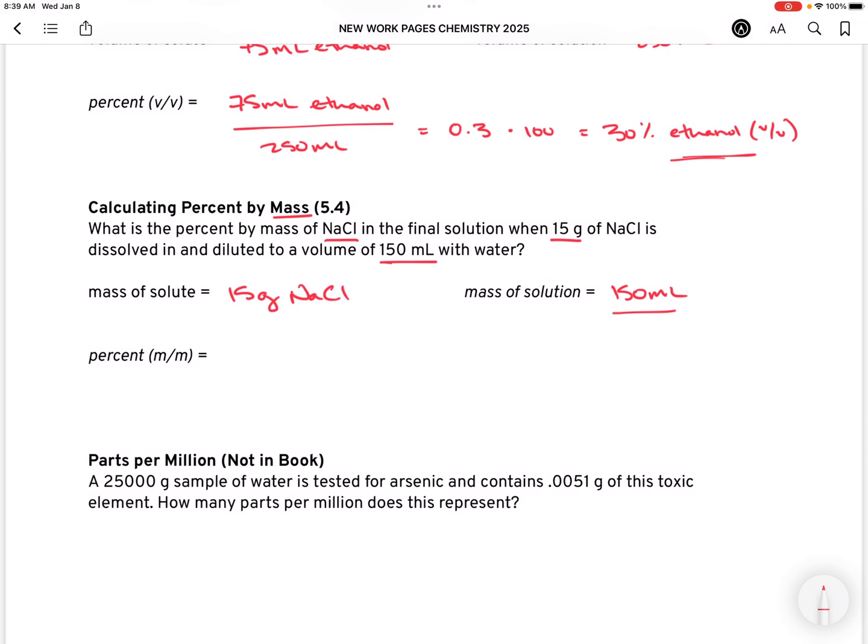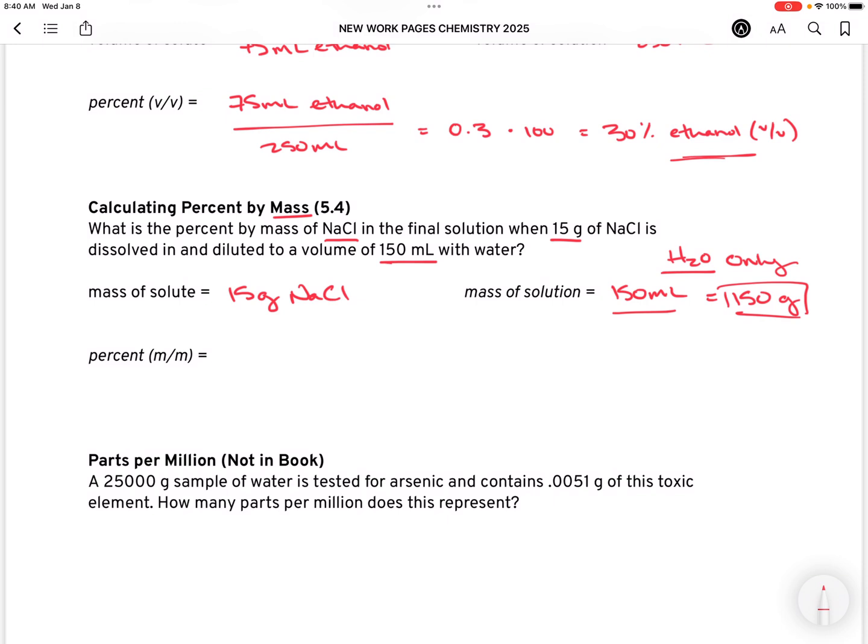Now here's the challenge. Milliliters is a unit of volume, not mass. But when you're working with water, 150 milliliters is equal to 150 grams. This is only for H2O. Only with water can you do this. So now we know what the mass of our solution is.